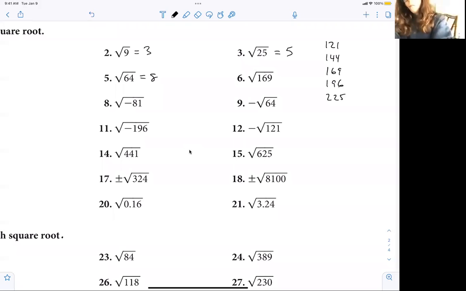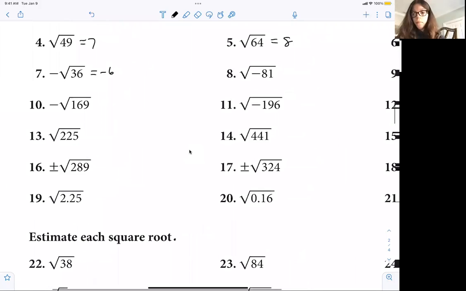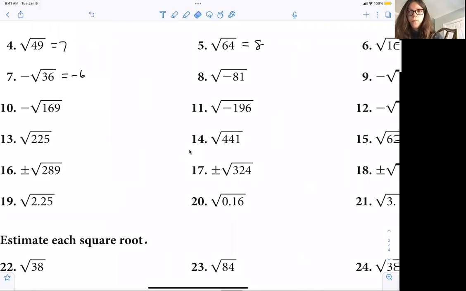All right. So with the square root of 169, we should know that's what? 13. Now, the negative out in front is okay because we know the square root of 36 is what? But the negative out front makes it what? -6. That's how easy. All right. And then the square root of 81 is what? Now, what's the square root of -81? No solution, right? There is no number times itself that will be a negative.